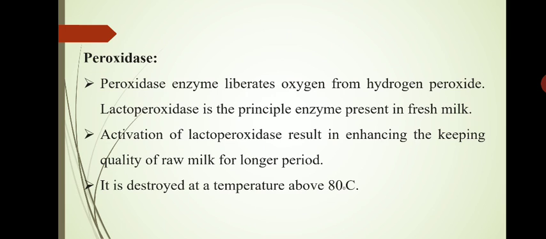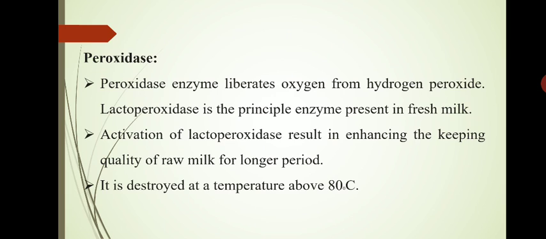So first we will see peroxidase. The peroxidase enzyme liberates oxygen from hydrogen peroxide. Peroxidase is an enzyme that acts on hydrogen peroxide. It breaks down hydrogen peroxide, and after breaking hydrogen peroxide, an oxygen molecule gets liberated. In fresh milk, the peroxidase that is present is known as the lactoperoxidase enzyme.